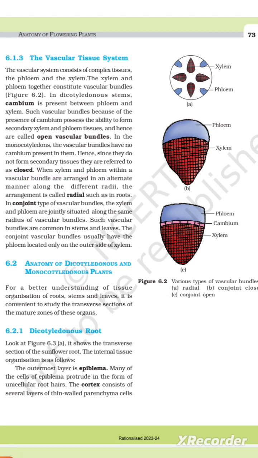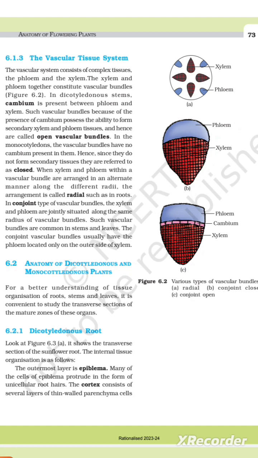When xylem and phloem within a vascular bundle are arranged in an alternate manner along different radii, the arrangement is called radial, such as in roots. In conjoint type of vascular bundles, the xylem and phloem are jointly situated along the same radius of the vascular bundle. Such vascular bundles are common in stems and leaves. The conjoint vascular bundles usually have the phloem located only on the outer side of the xylem. Figure 6.2 various types of vascular bundles: A, radial; B, conjoint closed; C, conjoint open.